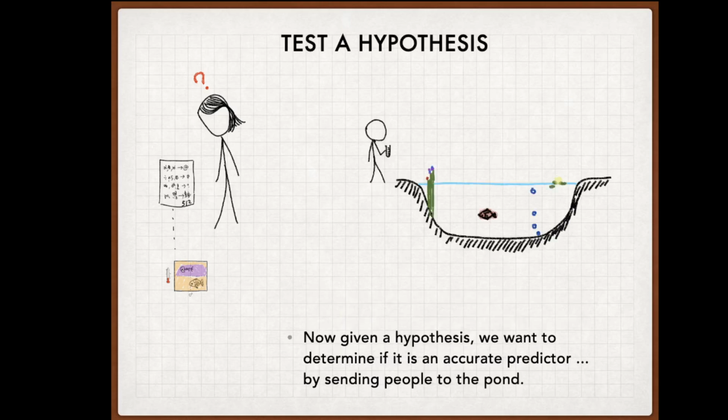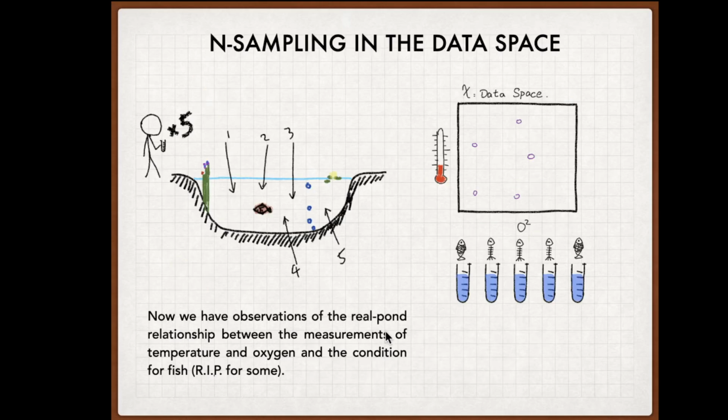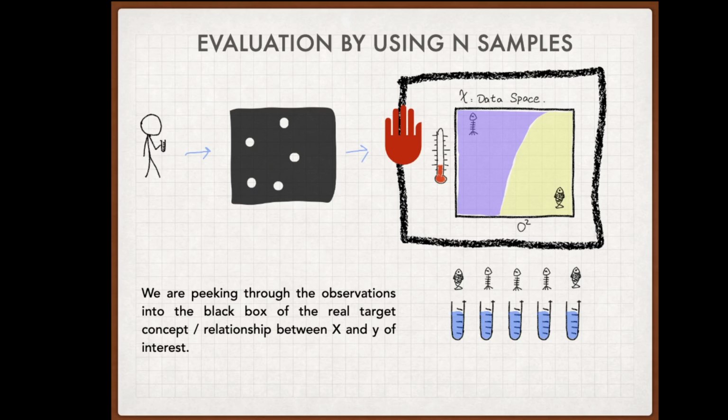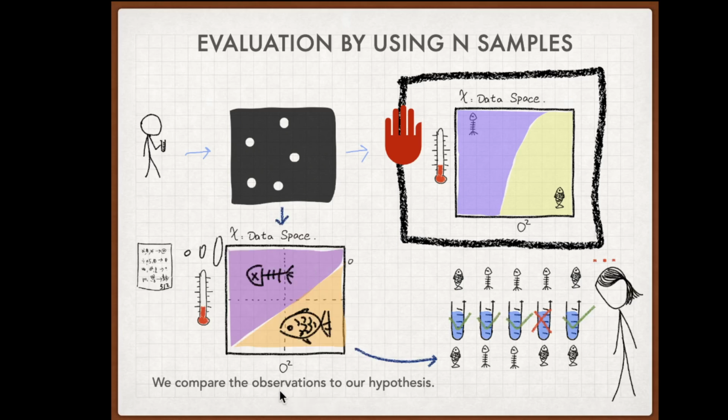Of course, we send testers to the pond, and we test the samples. We test the fish life in those samples, sorry for the fishes, unfortunately. We will measure how fish live in these different conditions, and hopefully this will reflect the true relationship between the conditions characterized by the oxygen density and the temperature and the fish condition. This is like being given the chance of peeking into the unknown relationship, the unknown target function, using some mask with some holes on the mask. And we will compare this observation with our hypothesis.